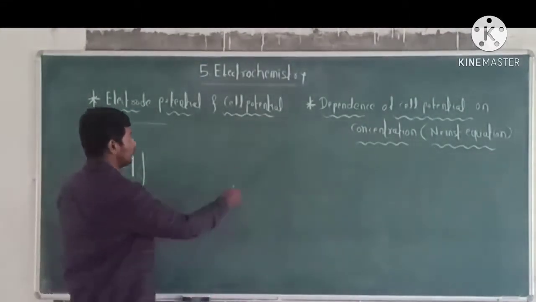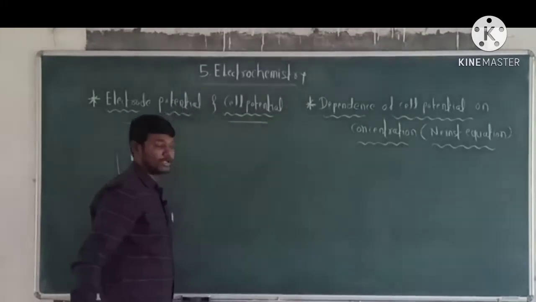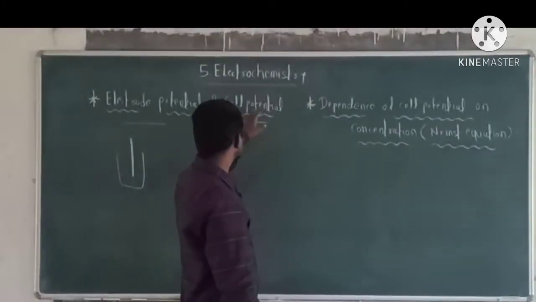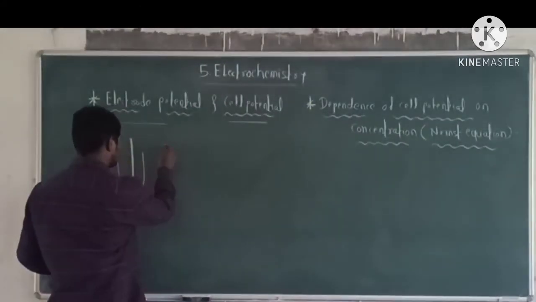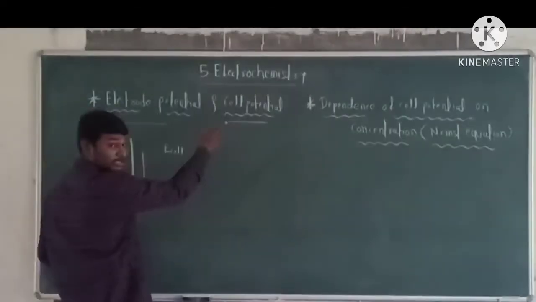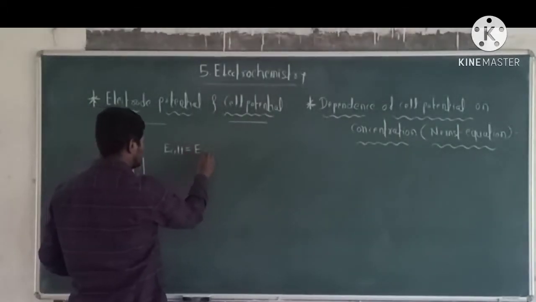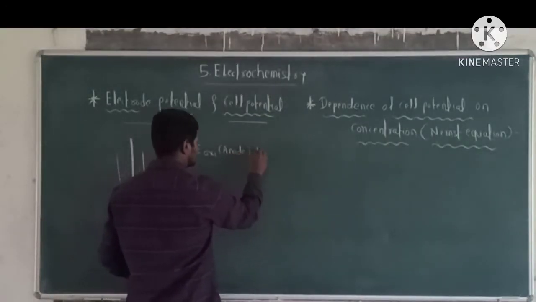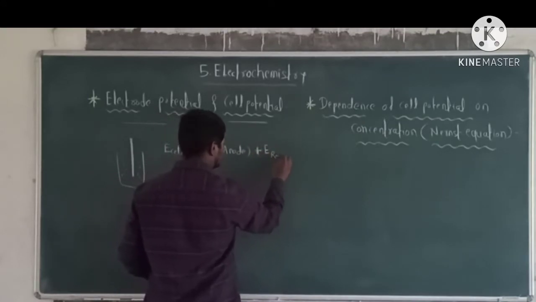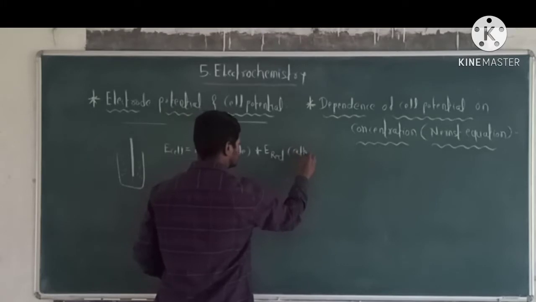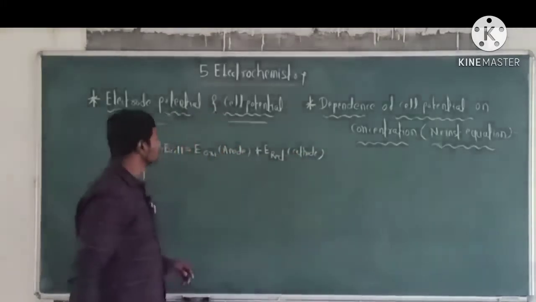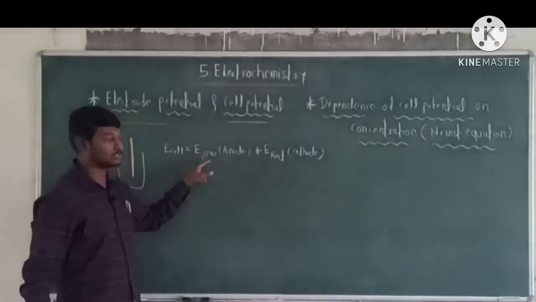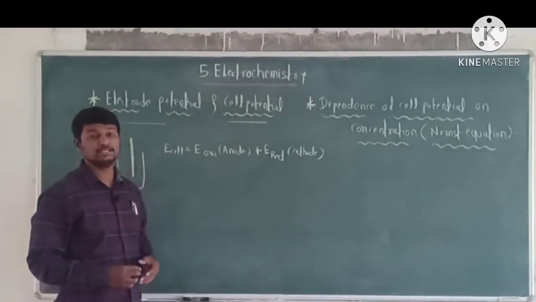Next, cell potential. The cell potential is the algebraic sum of oxidation potential and reduction potential, that is, E cell, the cell potential, is equal to E oxidation at the anode plus E reduction at the cathode.